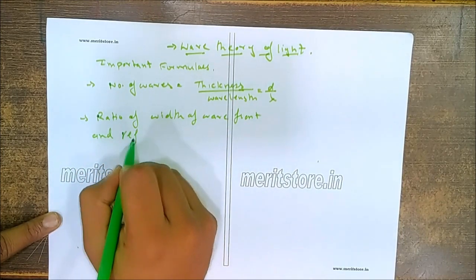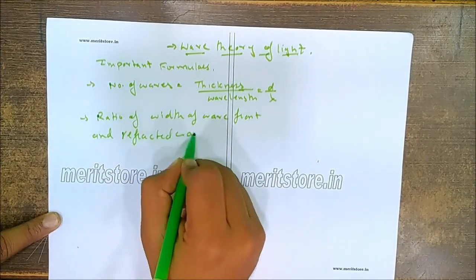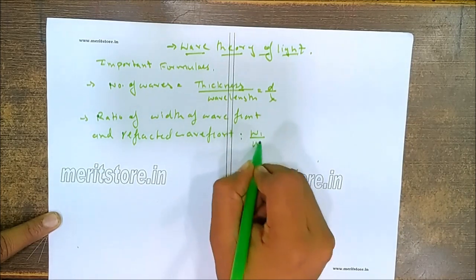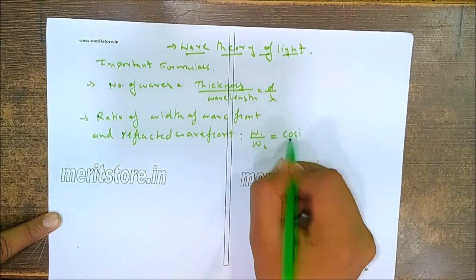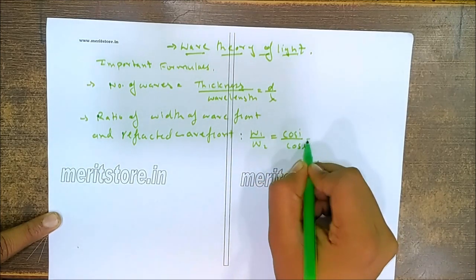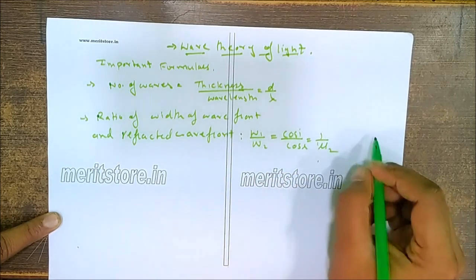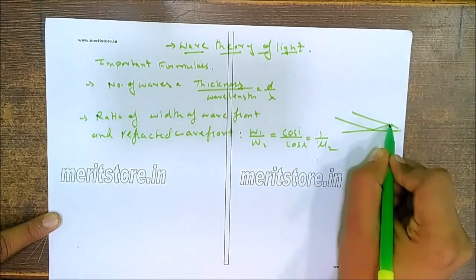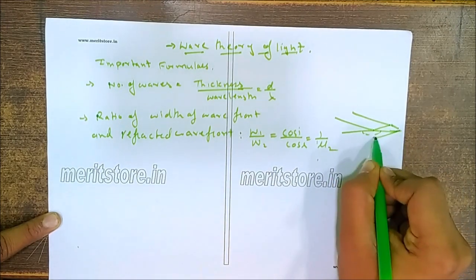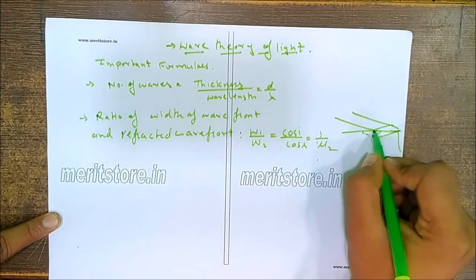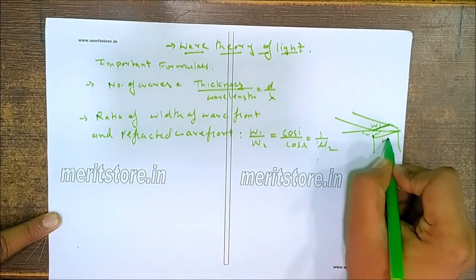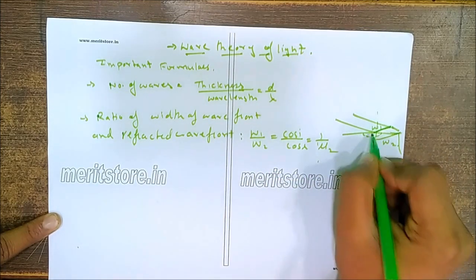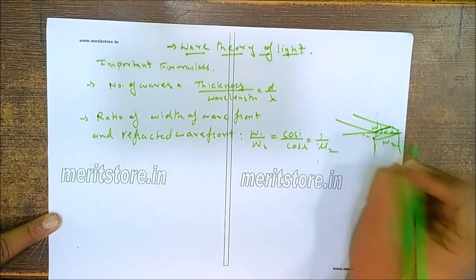And refracted wavefront. W1 upon W2 is equal to cos i upon cos r, that is equal to 1 upon mu 1 2. This is it, guys. If we draw the wavefront, and if this is the refracted wavefront, the width of this is W1 and W2. So W1 upon W2 is equal to cos i upon cos r. So this is i and this is r.